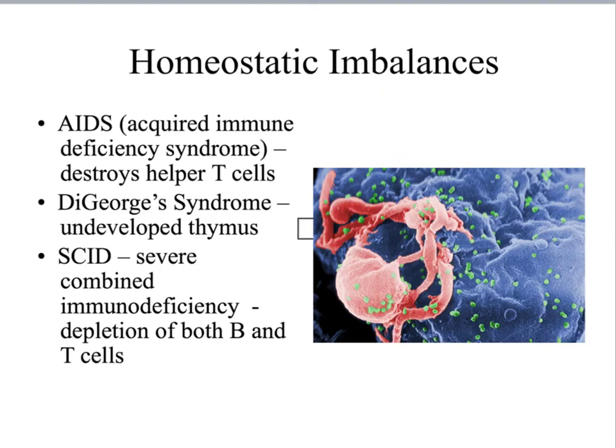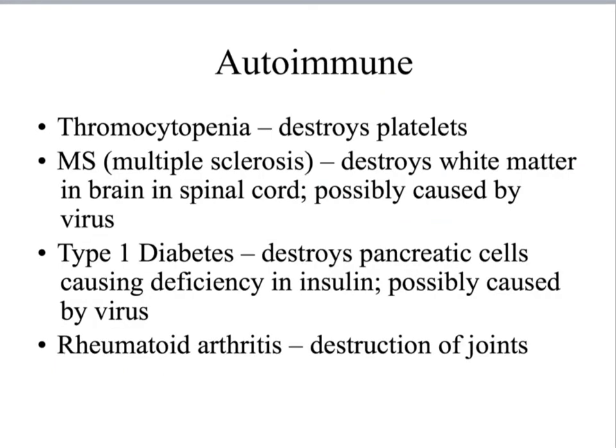Most people who have AIDS, for example, it's the diseases they get because their immune system doesn't work that ends up killing them. An autoimmune disease, again, is where your body recognizes your own cells as being foreign and starts to attack them. Thrombocytopenia, your platelets become destroyed. Multiple sclerosis, or MS, destroys the white matter in the brain and in the spinal cord. And they believe it's possibly caused by a virus.